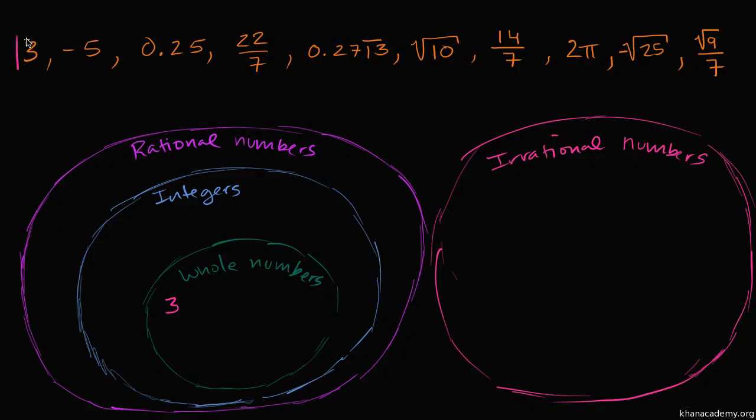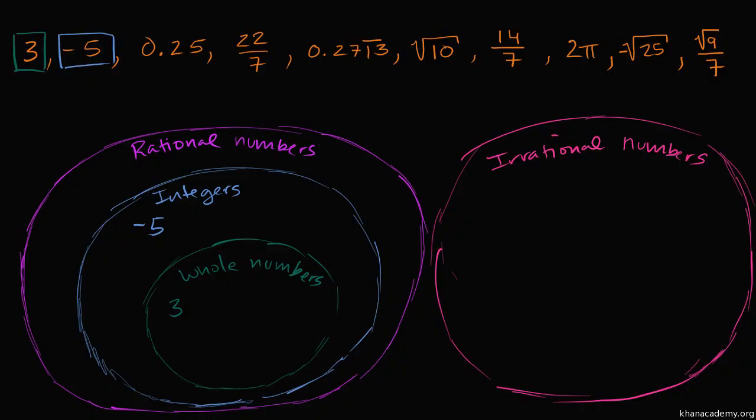So 3 is a whole number, and maybe I'll do it in the color of the category. So it's a member of that set. But if you're a whole number, you're also an integer, and you're also a rational number. So 3 is a whole number, it's an integer, and it's a rational number. Now let's think about negative 5. Negative 5, once again, can be represented as a fraction, but it doesn't have to be. But it is negative, so it's not going to be a whole number. So negative 5 is going to sit right over here. It's an integer, and if you're an integer, you're definitely going to be a rational number, but it's not a whole number because it is negative.